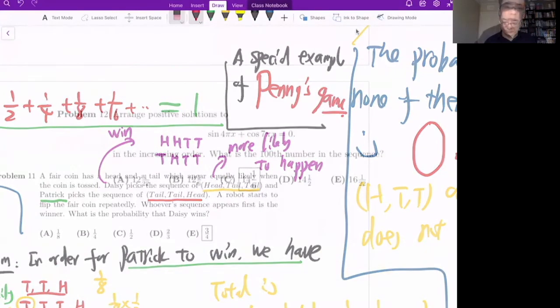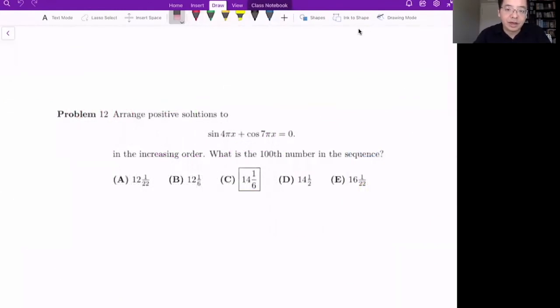All right. Problem number 12. This is a trigonometric equation. Here it says sine 4 pi x plus cosine 7 pi x equals 0. To solve a trigonometric equation, what I like to do is to switch all involved trigonometric functions into the same kind. Like here, we have a sine and a cosine. So I'll try to switch both of them to either sine or cosine. Either is okay, depends on which one you feel more comfortable to handle. So I will go with the sine function.